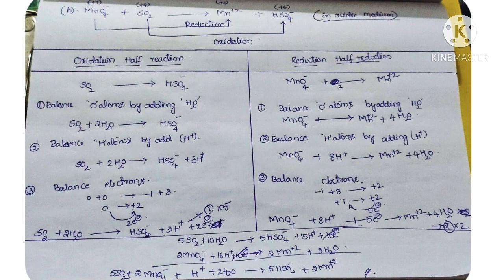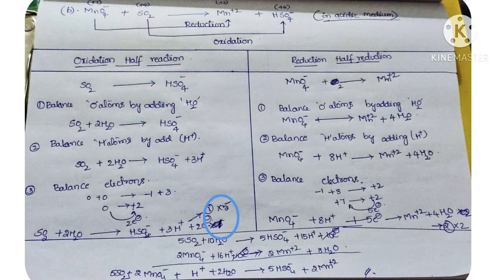So first we balance the atoms other than oxygen and hydrogen, then we balance oxygen atoms, then we balance H plus ions in acidic medium, and the next step is to balance charges by adding electrons. SO2 and 2 H2O have charge 0 plus 0, and HSO4 minus has charge minus 1 and 3 H plus has charge plus 3, so 0 and plus 2. So 2 electrons are added on the right side. SO2 plus 2 H2O gives HSO4 minus plus 3 H plus plus 2 electrons. So the charges also balance.